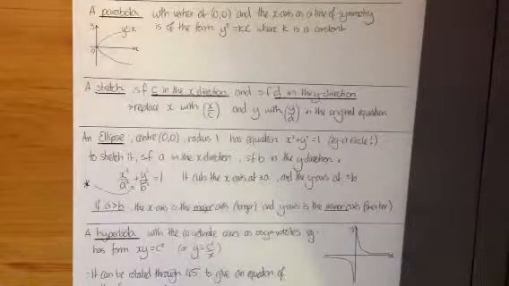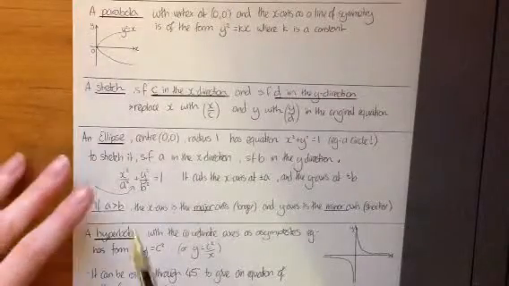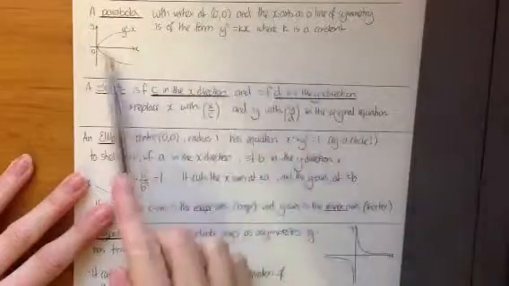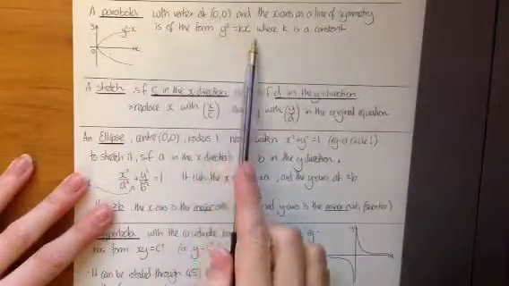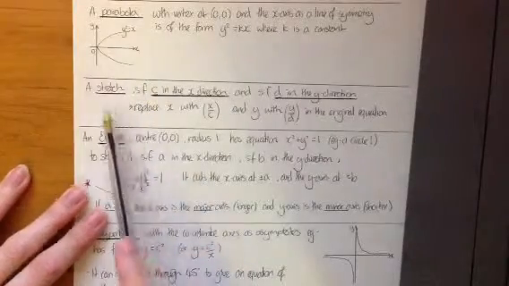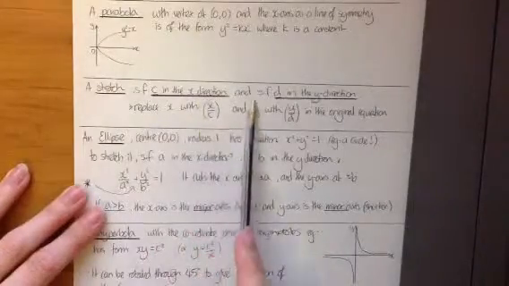Okay, so a quick recap of the important stuff for parabolas and possibly a little bit of ellipses as well. A parabola with vertex at 0, 0 and the x-axis as the line of symmetry is of the form y squared equals kx, where k is a constant. Looks like that.